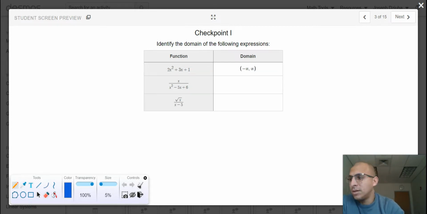Set notation is going to look a little different. I can say that x is an element. This is epsilon. It's a Greek letter. Of all real numbers. Okay, so x can feasibly be any value that we can possibly think of.